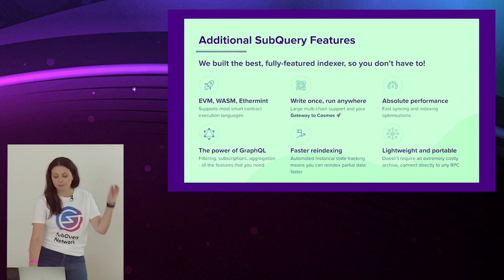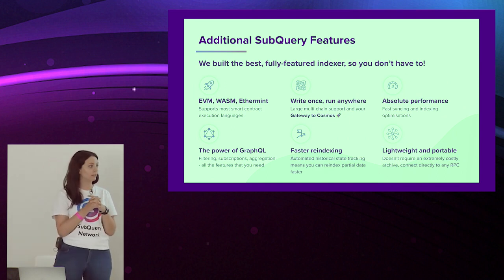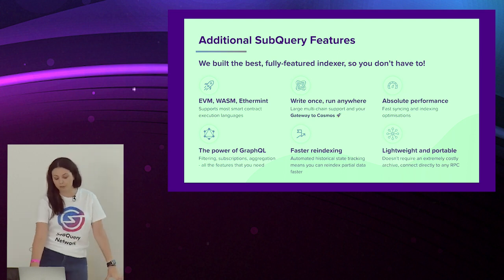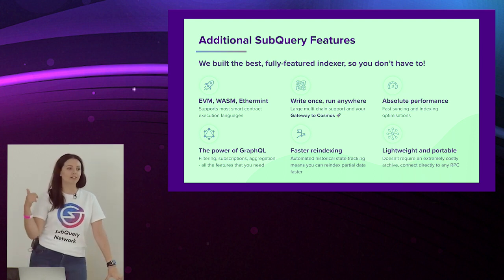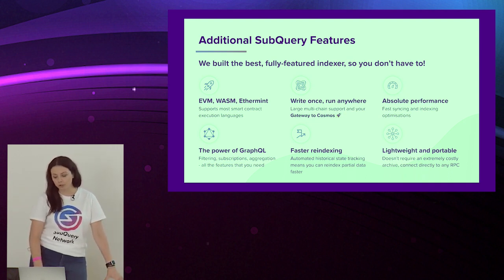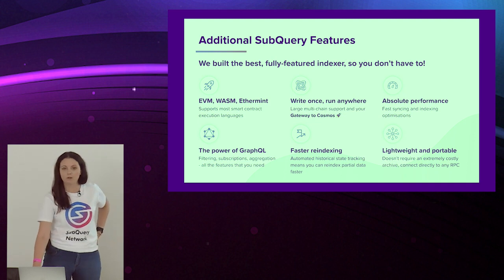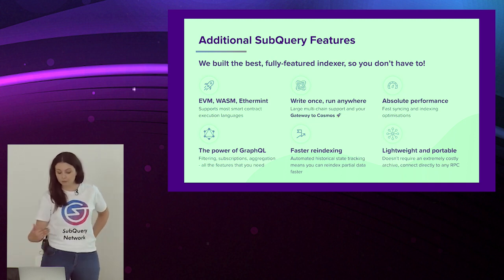And other features that can be of interest for you is, of course, we support most smart contract execution languages. As I said previously, you can write it once and then run it everywhere. So here we are to discuss Cosmos and gateway to Cosmos, right? But as I said, it works beyond Cosmos. It's performant. We provide also a GraphQL API, so it's very easy to query. A lot of people are familiar with GraphQL, so it should be comfortable for them.